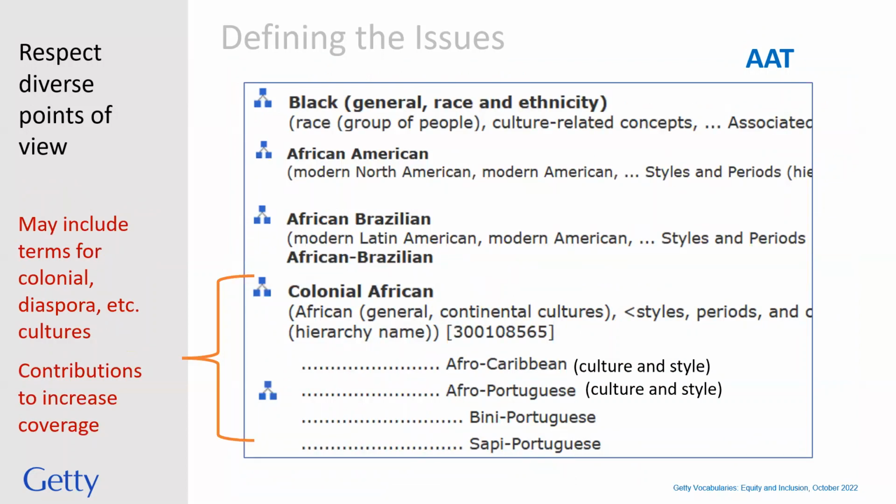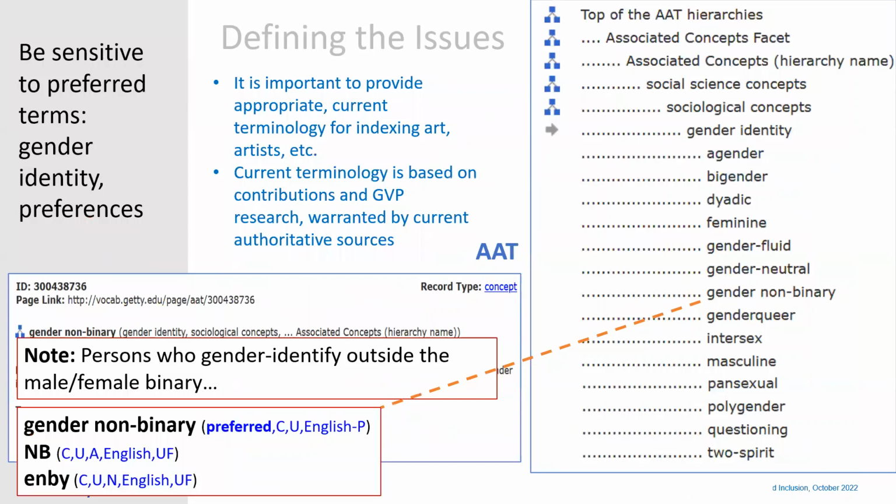We have terms that can document the colonial diaspora and various cultural points of view in the AAT. And here's another example, colonial African. We know that this is a rather sparse part of the hierarchy, and we would welcome contributions to increase coverage. Still on the AAT, we want to include terms for gender identity and preferences. And this is a part of the hierarchy we've worked on recently for gender identity, where we have gender non-binary illustrated here.